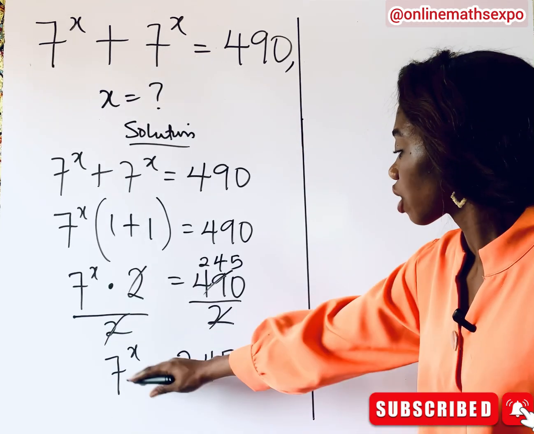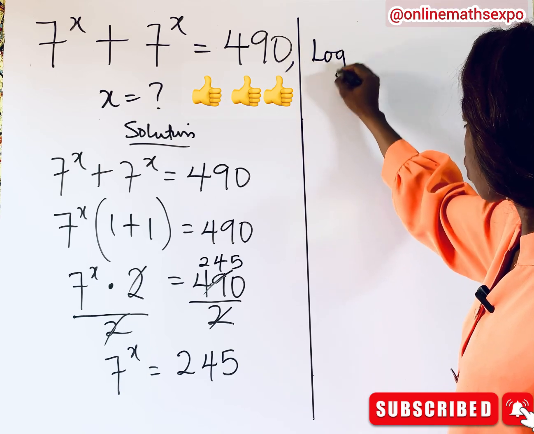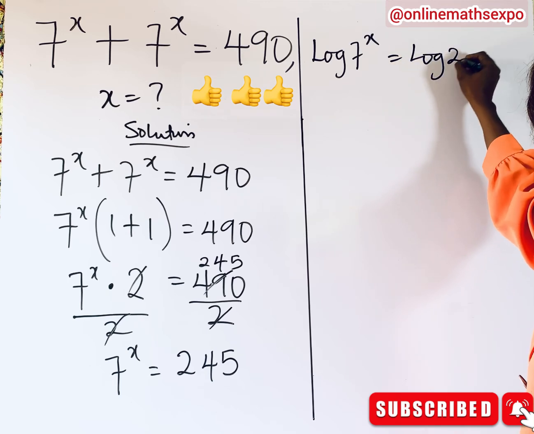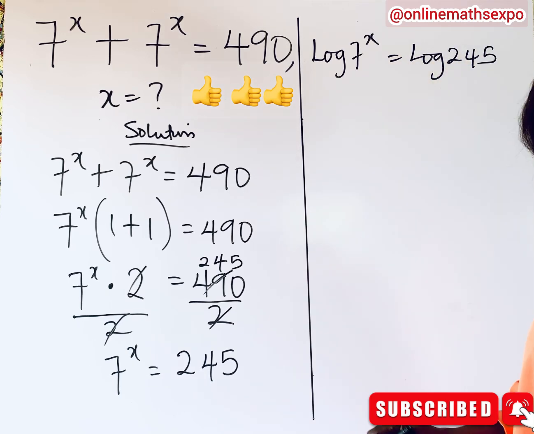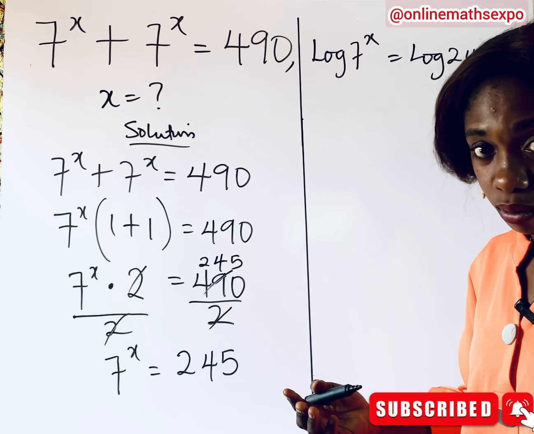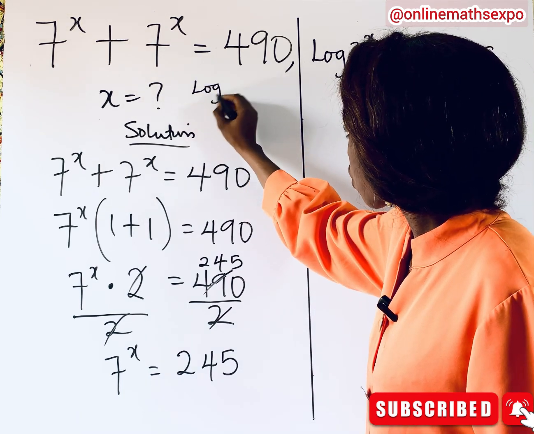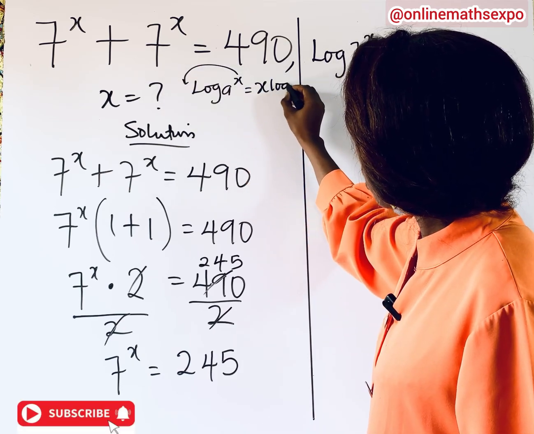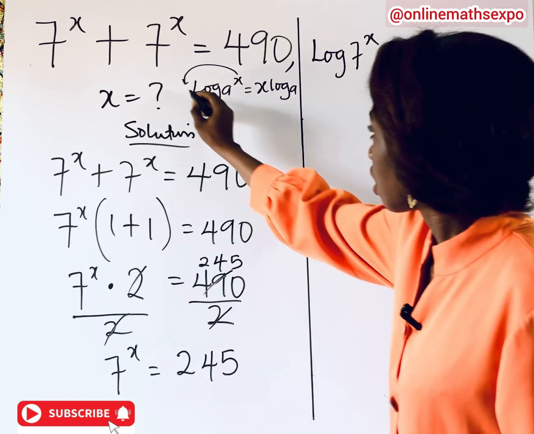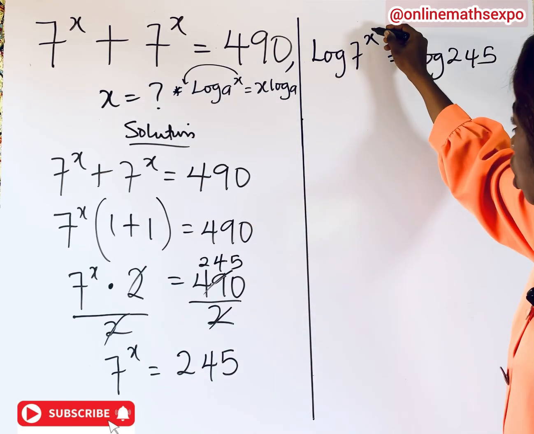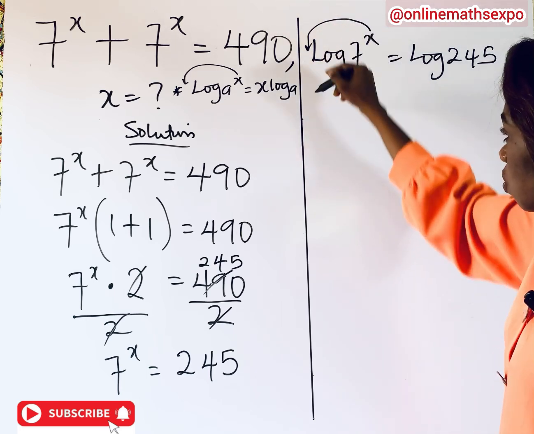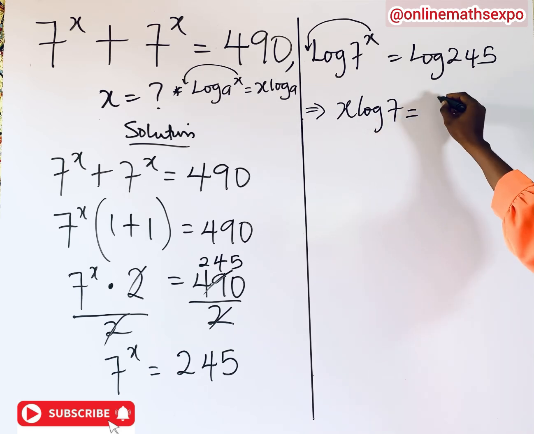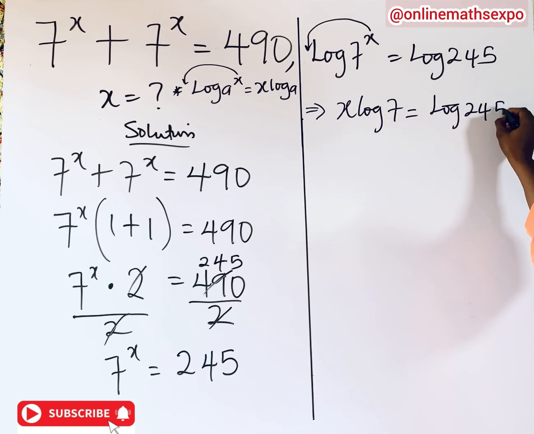In that case, we are going to take the log of both sides. So we have log of 7 to the power of x is equal to log of 245. Now we're going to remember our rule of logarithm, which says when you have log a to the power of x, use the x to multiply, it becomes x log a. Very important, okay? This is one of the important rules. So we are going to use this x to multiply. It gives us x log 7 is equal to log of 245.